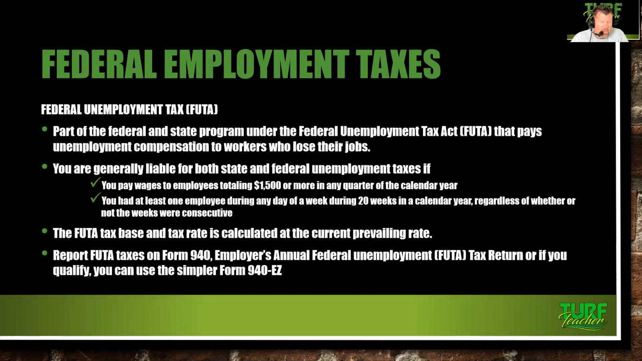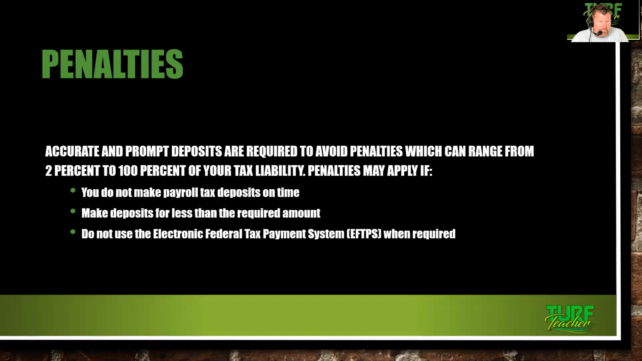You got to be able to, if it's 20 weeks, you got to do it. The FUTA tax base and tax rate is calculated at the current prevailing rate. And then before FUTA taxes, report them on Form 940, the employer's annual federal unemployment tax return, or if you qualify, you can use the simpler Form 940EZ.